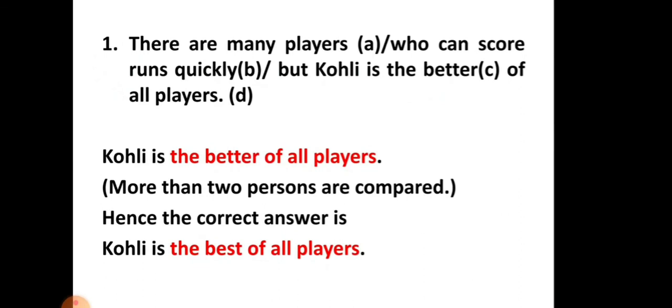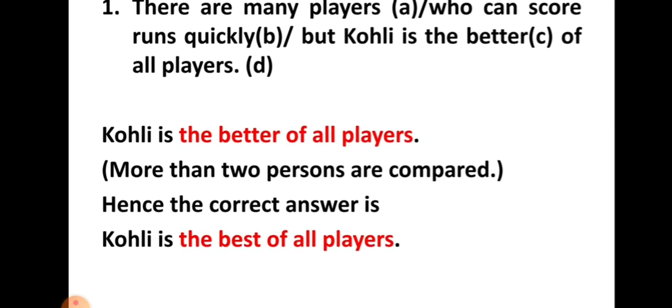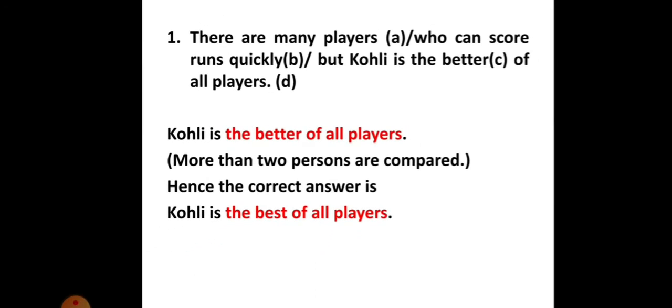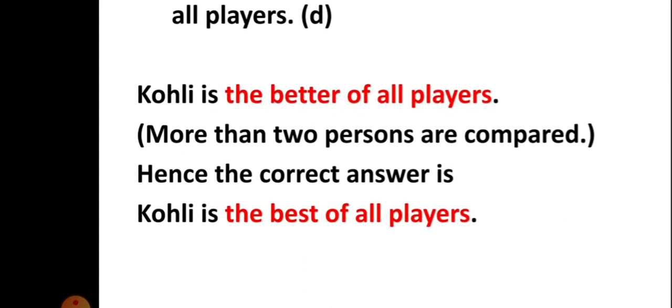So here is an example. There are many players who can score runs quickly, but Kohli is the better of all players. Now if you look at this statement, Kohli is the better of all players, you have used an adjective called better. So immediately you should understand that better is used when two persons are compared. What is better? Better is a comparative form of an adjective.